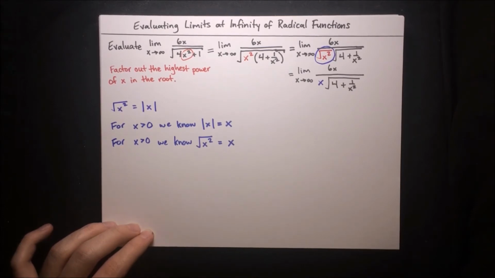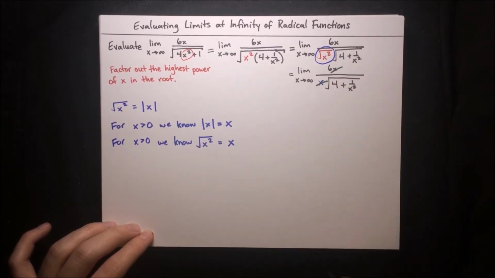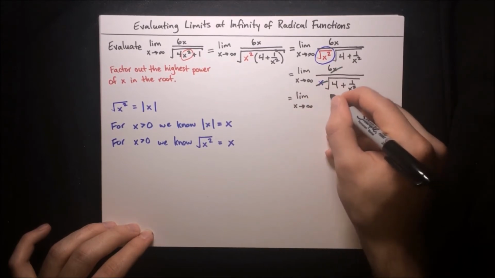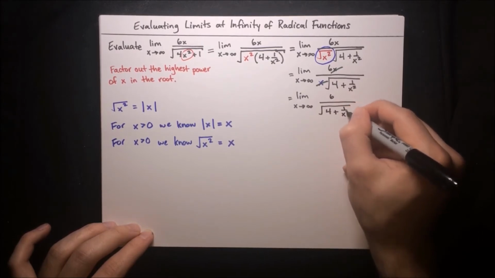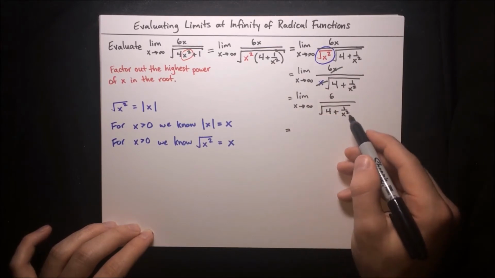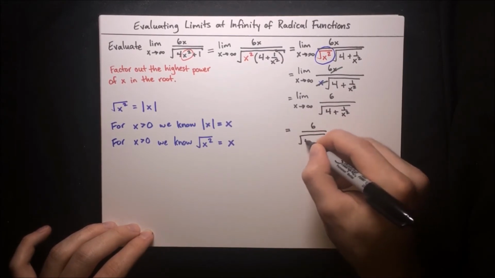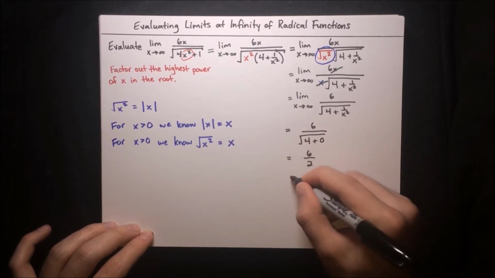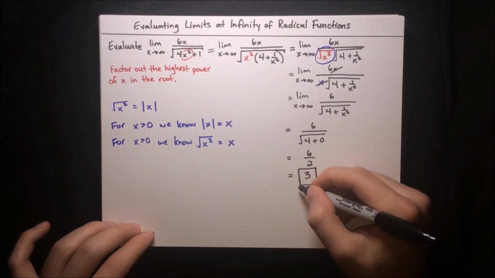Alright, so now we see something that we can simplify in our limit. This x here will cancel with this x in the numerator. So this is just the limit as x approaches infinity of 6 over root of 4 plus 1 over x squared. And hey, this is a limit that we can actually do, because we know that as x approaches infinity, 1 over x squared approaches 0. So this limit is just 6 over the square root of 4 plus 0. Square root of 4 plus 0 is just square root of 4, which is 2, and 6 over 2 is just 3. So there we go. There is the value of our limit. It's just 3.